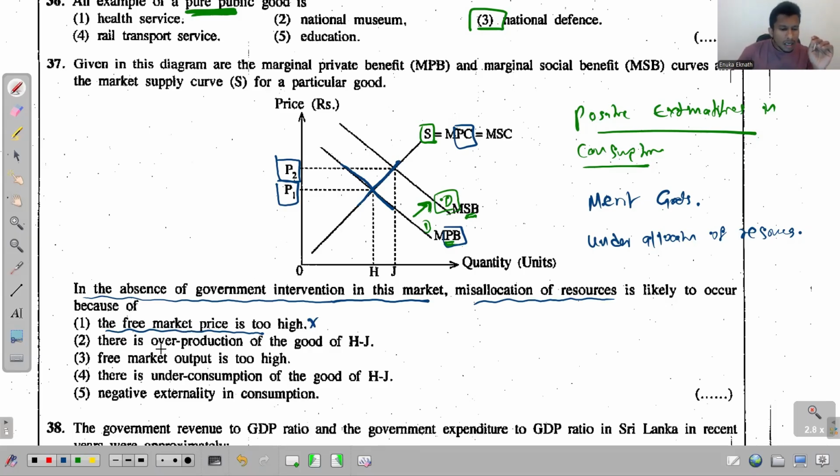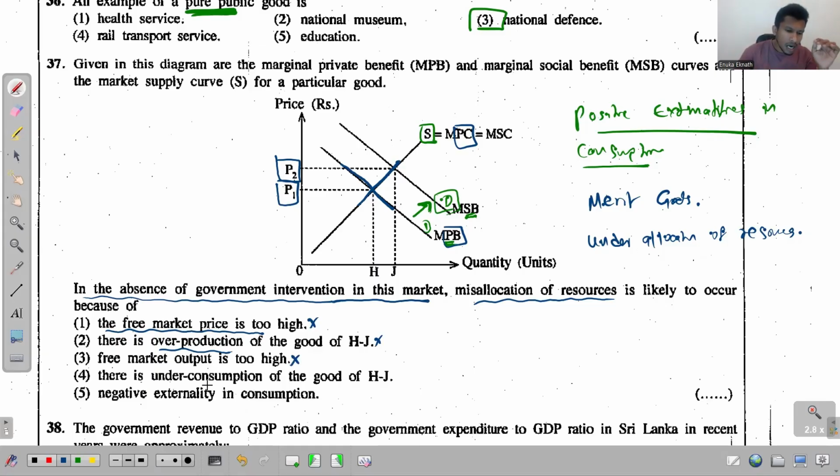The second one, there is overproduction of the good H2J. There's no overproduction as we discussed. If the goods have positive externalities in consumption, there is always under allocation, under production from the market. So this is also not true then. Third one, free market output is too high. Now, the allocation is very minimum so that there cannot be a too large supply in the market for such goods. So this is also wrong there.